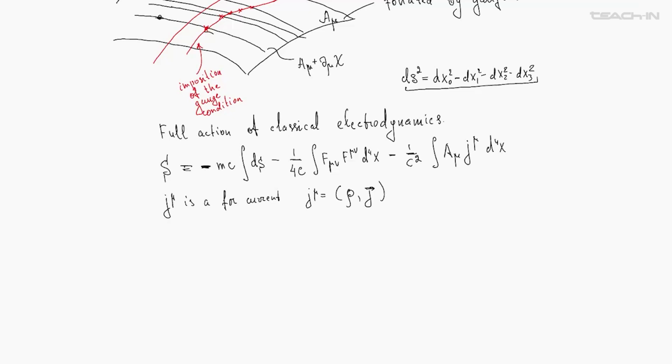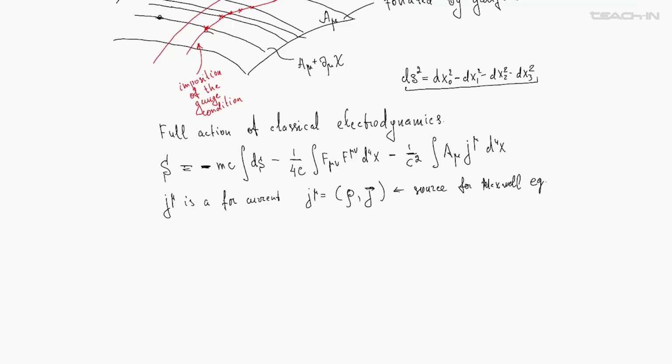Source for Maxwell equations. So this is the full action of classical electrodynamics. This is how it looks: particles, the electromagnetic field, and the coupling between particles and the electromagnetic field.